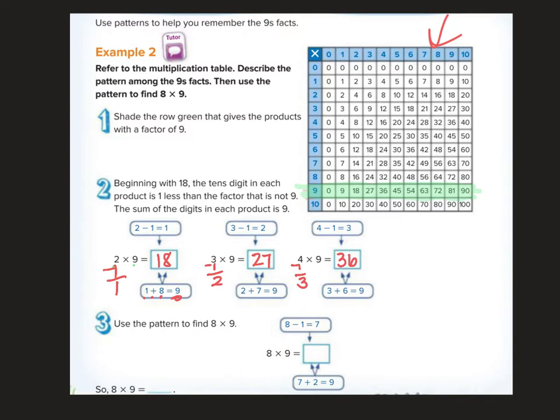6. 36. So if I use the same pattern to find 8 times 9, I do 8 minus 1 is 7, 70. And then 7 plus what equals 9? 2, 72.